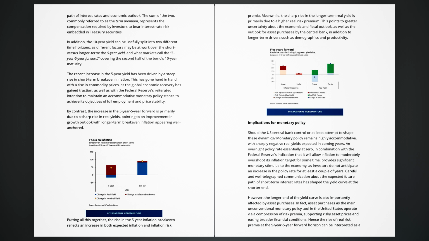Careful and well-telegraphed communication about the expected future path of short-term interest rates has shaped the yield curve at the shorter end. However, the longer end of the yield curve is also importantly affected by asset purchases. In fact, asset purchases as the main unconventional monetary policy tool in the United States operate via a compression of risk premia, supporting risky asset prices and easing broader financial conditions. Hence the rise of real risk premia at the 5-year forward horizon can be interpreted as a reassessment of the outlook for, and risks surrounding, asset purchases, taking into account the expected increase in Treasury supply related to fiscal support in the United States.